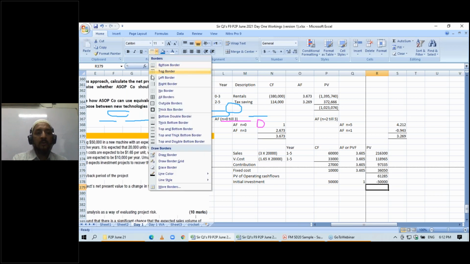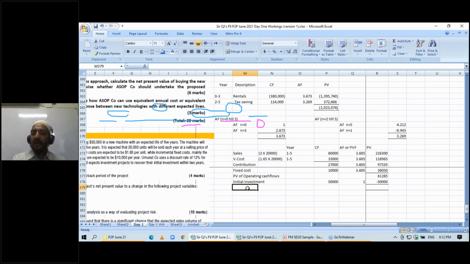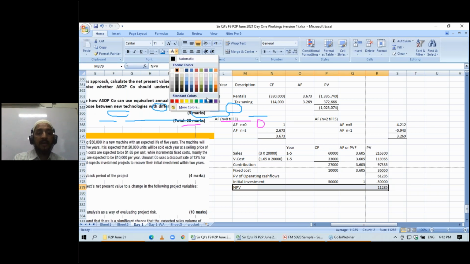So I've used the annuity method over here because the cash flows were to occur every year for 5 years and were of equal amount. So the net present value is calculated to be 61,285 minus 50,000, and this makes 11,285.